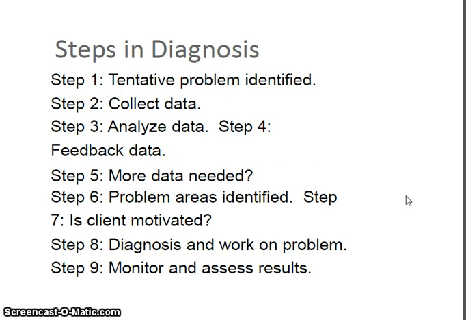So the same process is explained here elaborately. First is to identify the tentative problem, that means symptoms. If there is some problem in the organization, we can see some symptoms. For example, employee absenteeism, lower productivity, very low production, declining sales. These are some of the symptoms in an organization. These are the tentative problems identified, and then collect the relevant data.